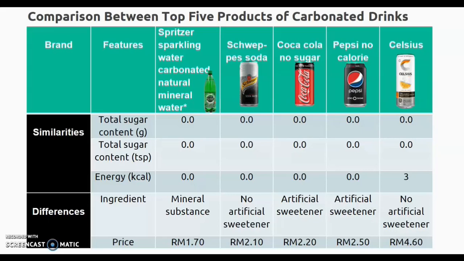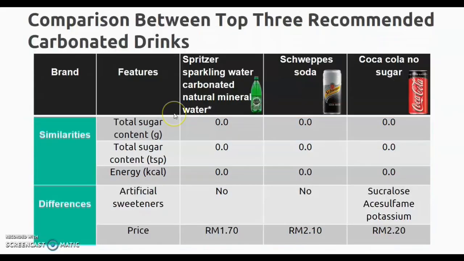they have artificial sweeteners. For the price, Spritzer sparkling water is the cheapest, which is RM1.70. The most expensive is Celsius with RM4.60. For the comparison, top 3 recommended carbonated drinks.